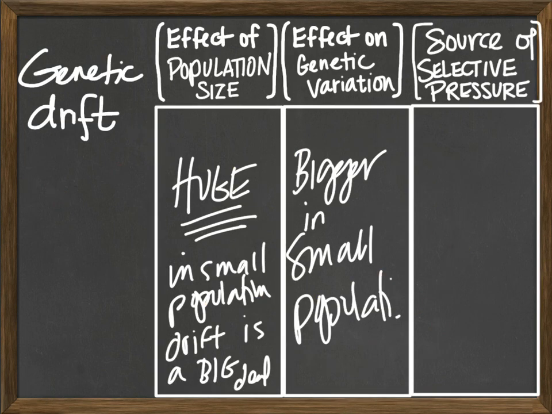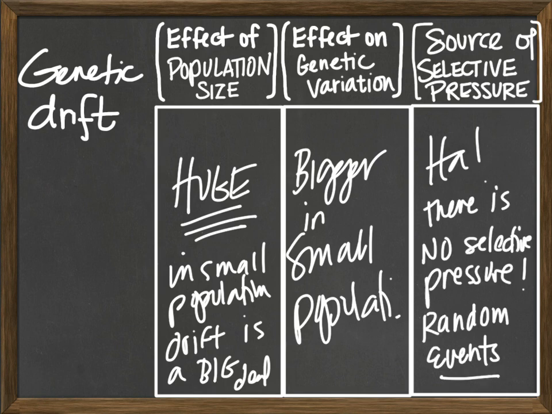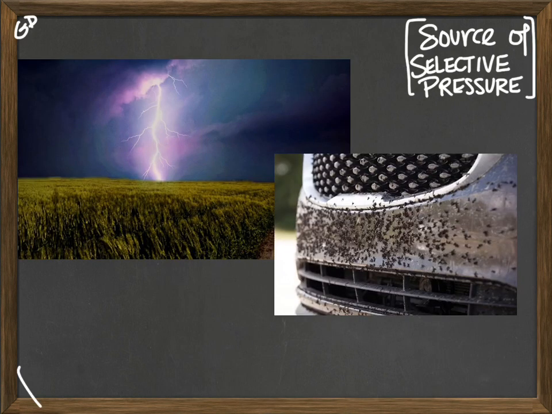So what's the source of selective pressure in genetic drift? Ha! There is no selective pressure. It's all about random events, rolling the dice. Some days you're the windshield, some days you're the bug. There is no selective pressure. Genetic drift happens because some individuals are just in the wrong place at the wrong time. And it doesn't matter how good your genes are, you could just get hit by a car anyway.